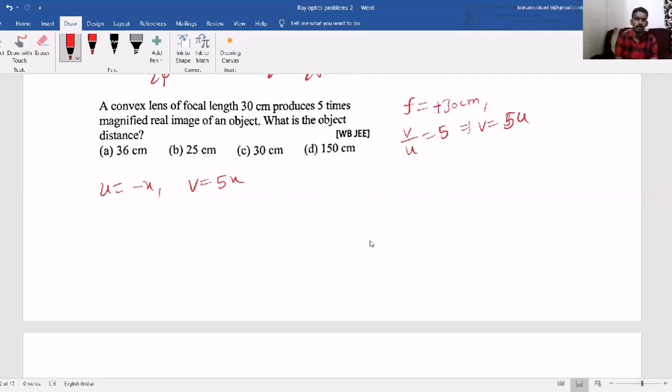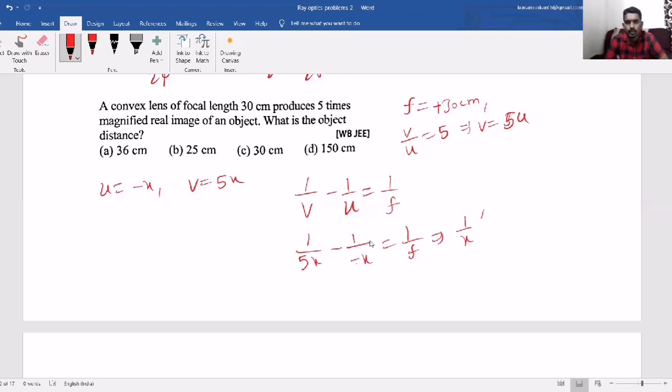Now, what is the object distance they are asking? You have to apply the lens maker's formula, where 1 by V minus 1 by U equals 1 by F. Here 1 by V is 1 by 5x, minus 1 by U, which is minus x, equals 1 by F. So now if you take LCM, minus of minus is plus, if you take 1 by x common, 1 by 5 plus 1 means 6 by 5, equals 1 by F, which is 1 by 30.